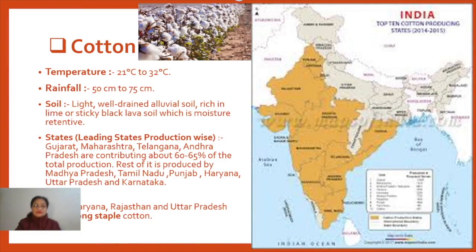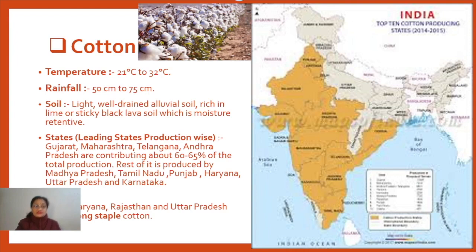The crop which we need to discuss here is the crop which provides raw material to the cotton textile industry. Yes, it is cotton, and cotton is another important cash crop which is grown in India.